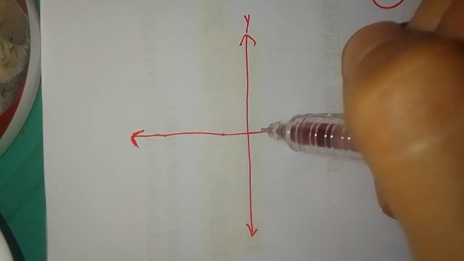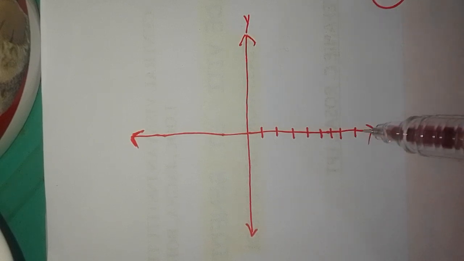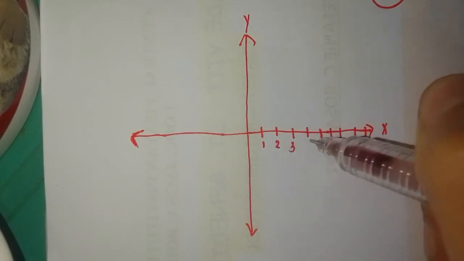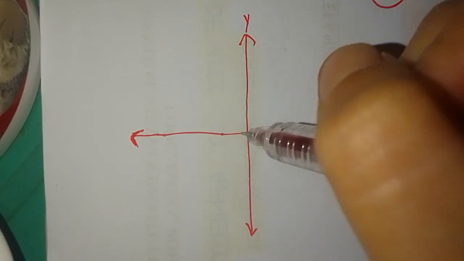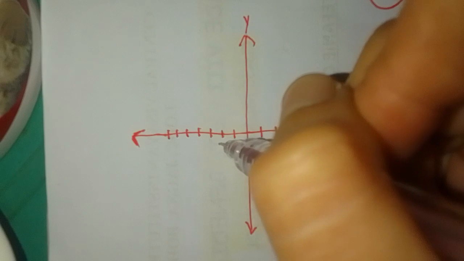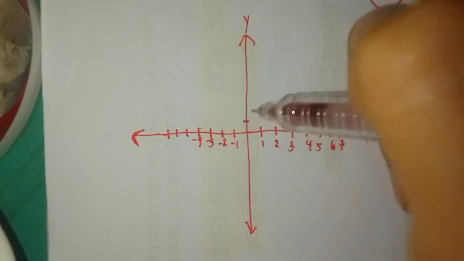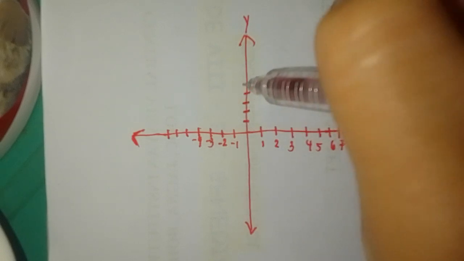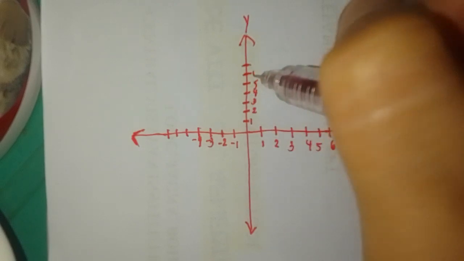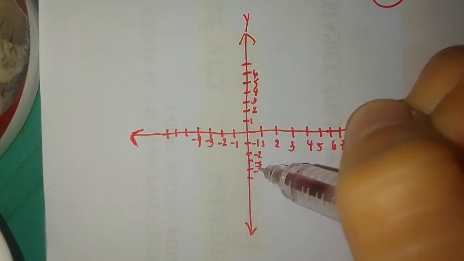After that, of course, we make the grids. Then label. On the x-axis, the positive values are 1, 2, 3, 4, 5, 6, 7. At the other side are the negative values, -1, -2, -3, -4, and so on. Now, on the y-axis, the values above or going up are the positive: 1, 2, 3, 4, 5, 6. Going down are the negative values: -1, -2, -3, -4, and so on.